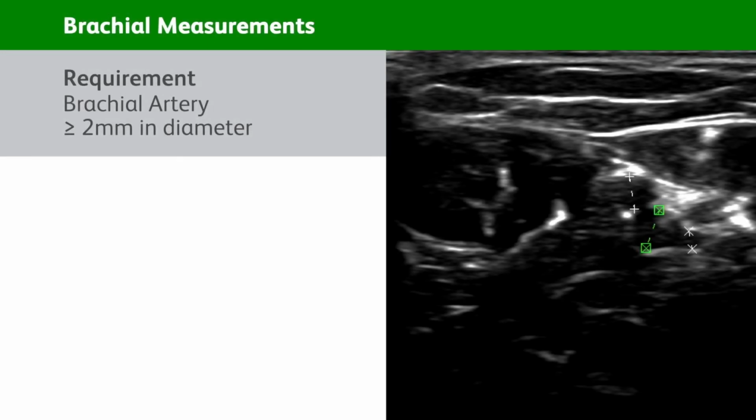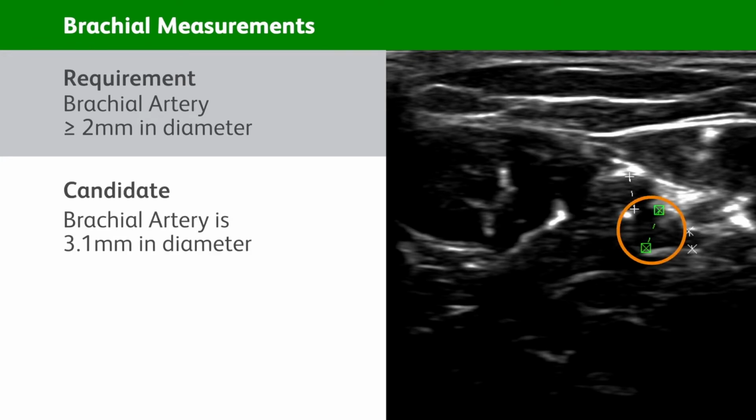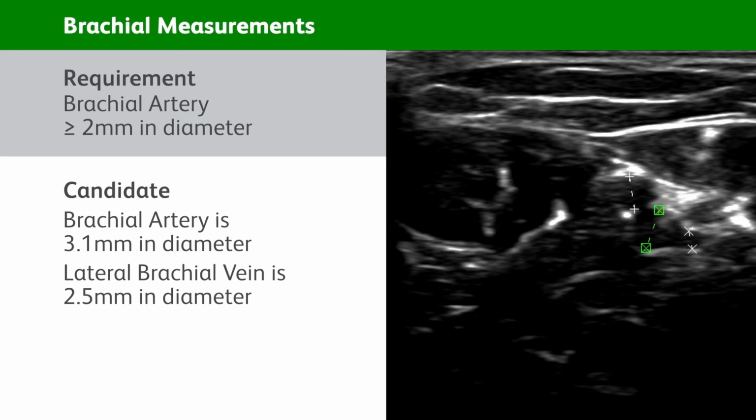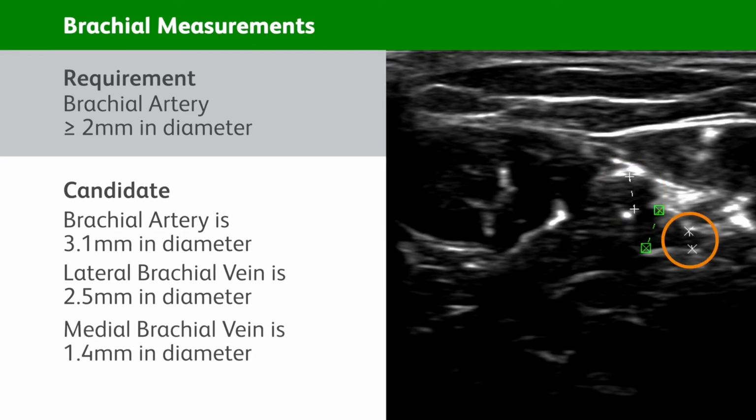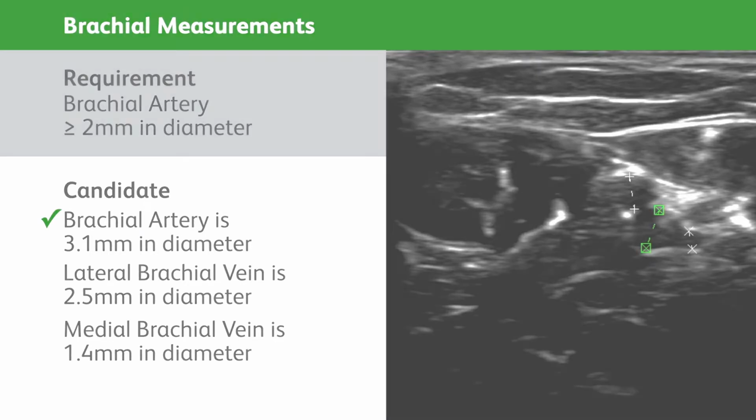At the same time, measure the paired brachial veins, as these can be potential access points for the device for the physician. In this patient, we see the brachial artery is 3.1 millimeters in diameter. The lateral brachial vein is 2.5 millimeters in diameter, and the medial brachial vein is 1.4 millimeters in diameter. If the patient has a brachial artery greater than or equal to 2 millimeters in diameter, you can continue screening. If not, they do not qualify for the WavelinQ EndoAVF procedure.